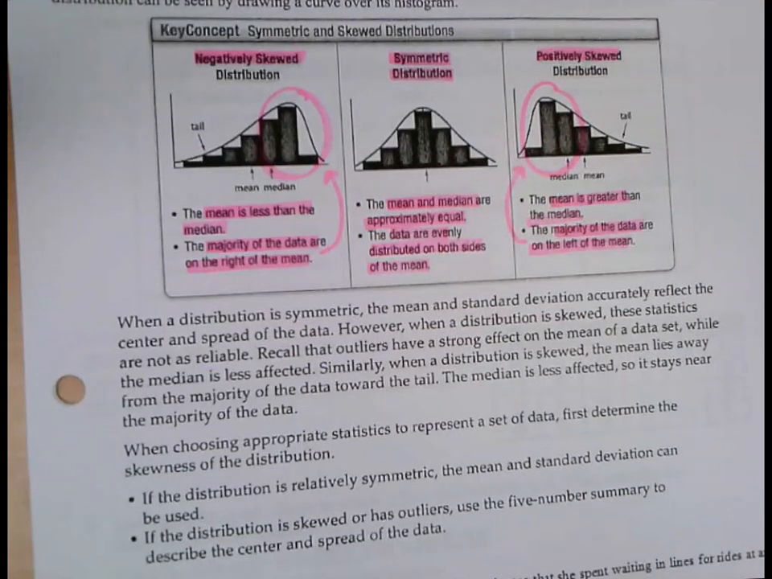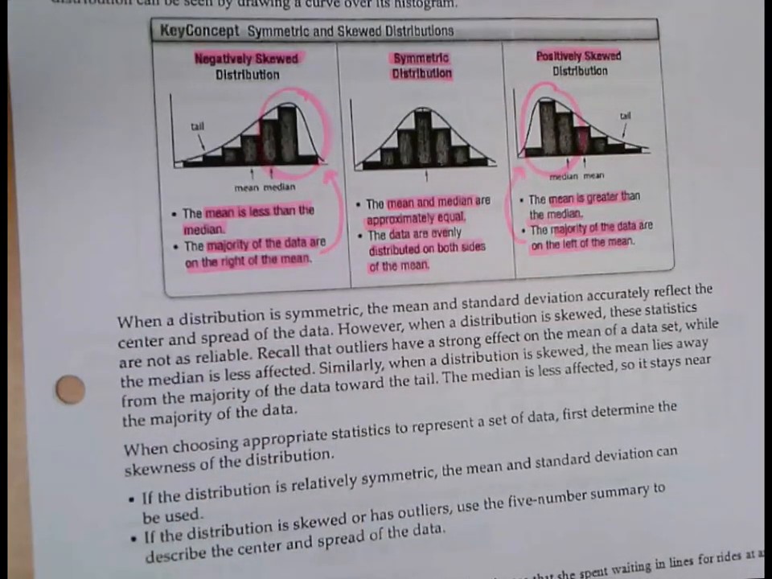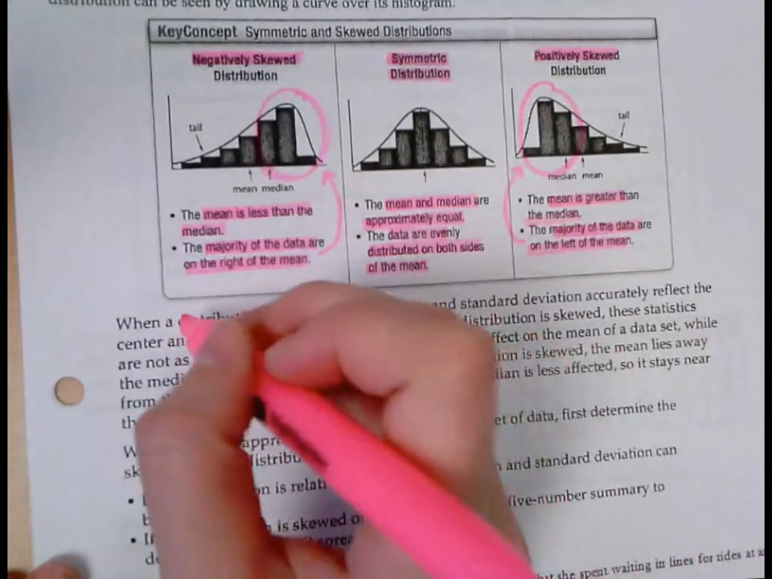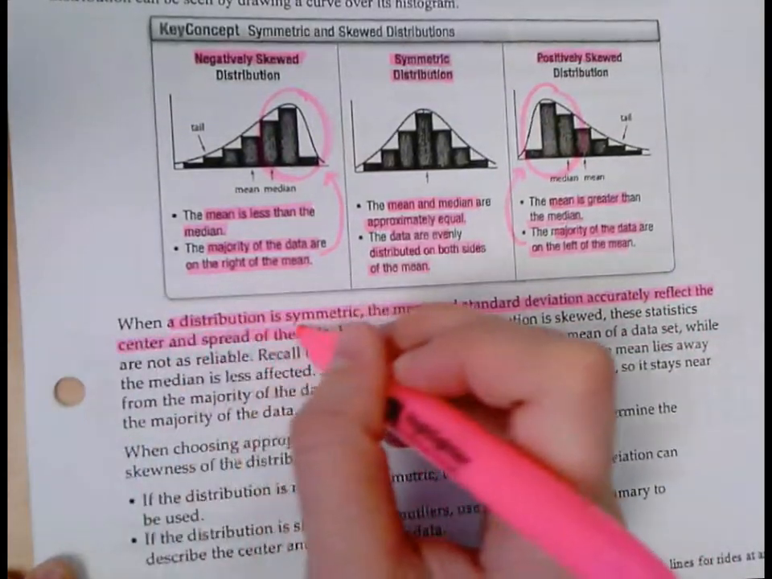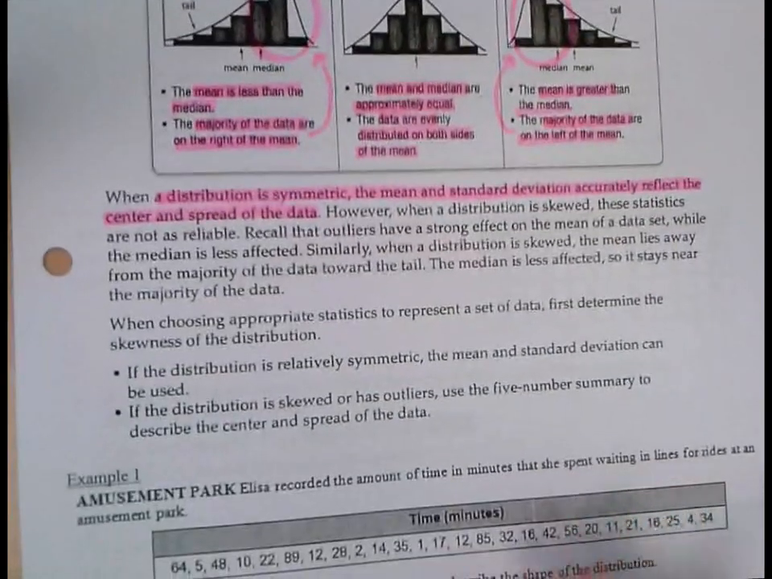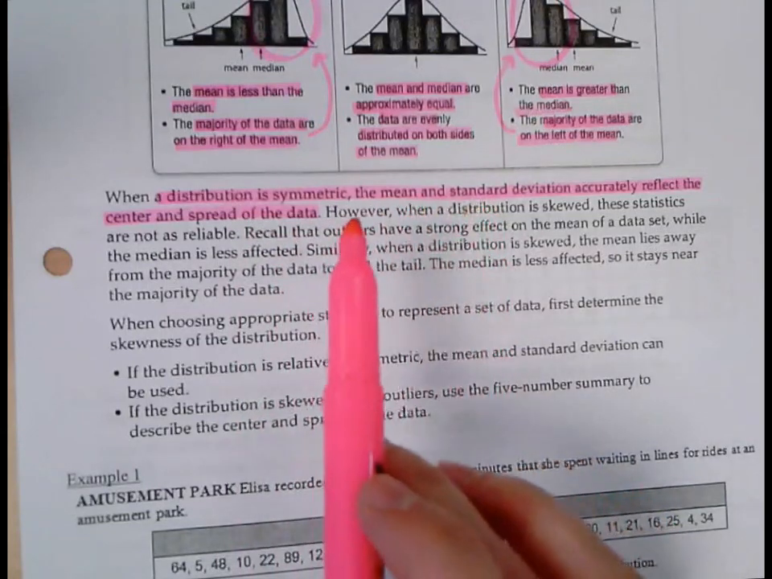And then what it says below, before we actually get into an example, when a distribution is symmetric, the mean and the standard deviation accurately reflect the center and spread of the data. So this is learning, based on the distribution, what should we use to actually describe, now that we have all of these different calculations or ways to describe center and spread, which one should be used. So if it's symmetric, we should be using the mean and the standard deviation.